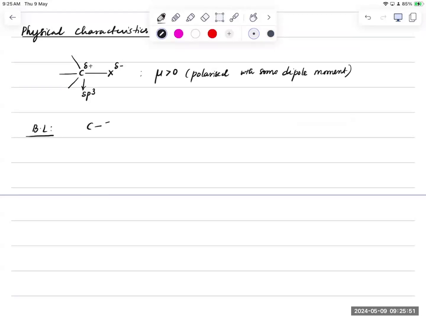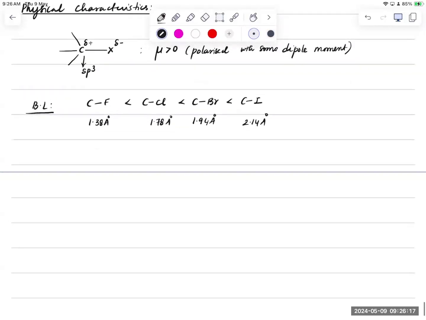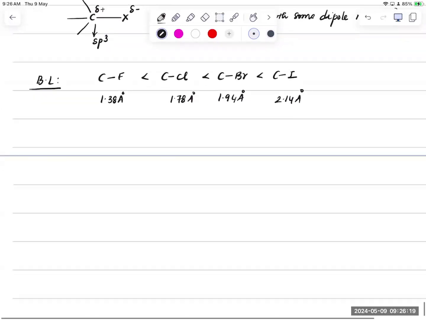If you notice C-F, C-Cl, C-Br and C-I, obviously C-I is much higher in bond length. If you compare exactly the values, it is 1.38 angstroms here, 1.78 angstroms here, 1.94 angstroms here, and 2.14 angstroms here. So this is the bond length. Now see the critical thing here.